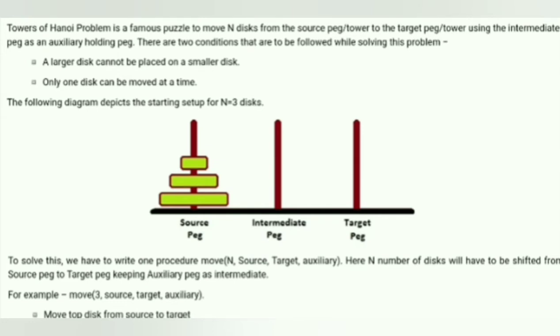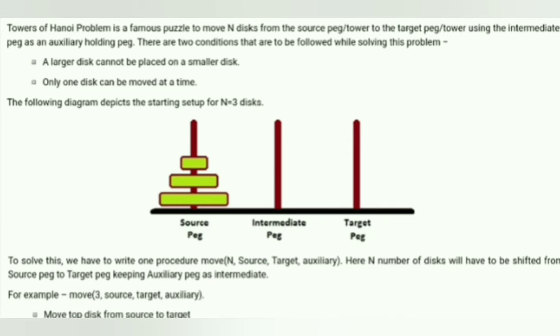This famous puzzle is to move n number of disks from the source peg to the target peg using the center or the intermediate peg as an auxiliary holding peg. At no time can a larger disk be placed upon a smaller disk. So that is the first condition. The larger disk cannot be placed on a smaller one.